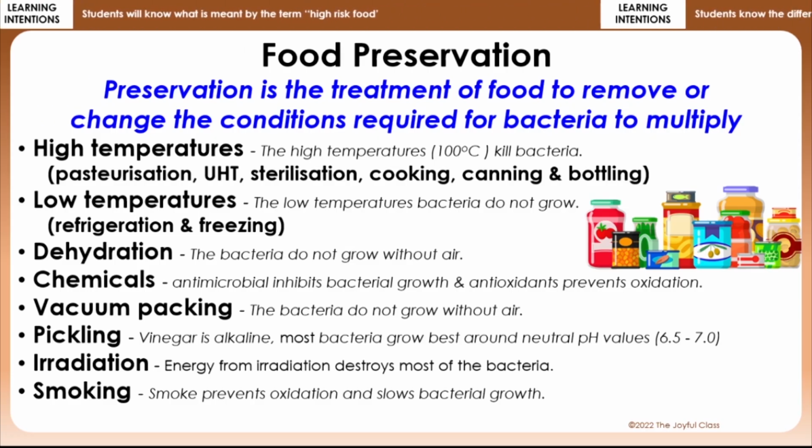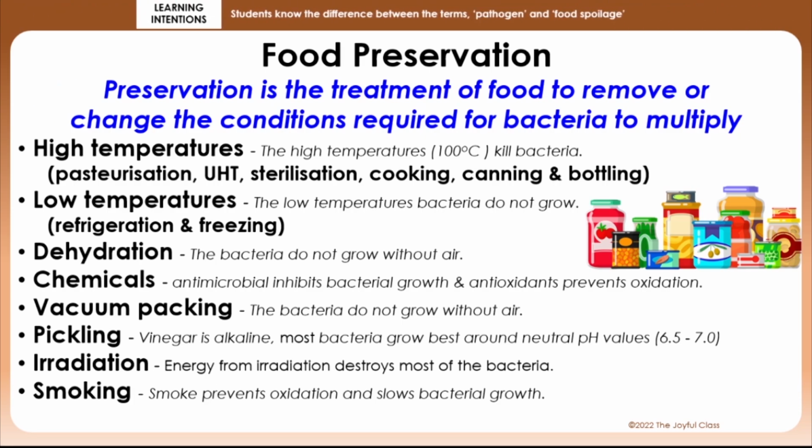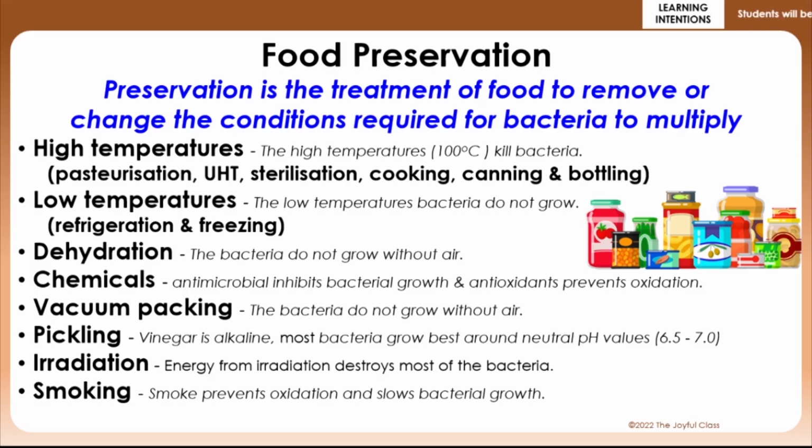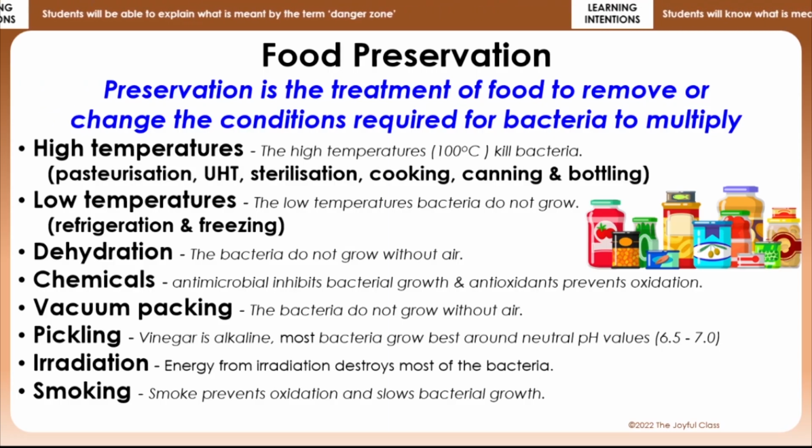Irradiation. Energy from irradiation destroys most of the bacteria. And smoking prevents oxidization, which then also slows bacteria. So your smoking of your meat slows down the bacterial growth.